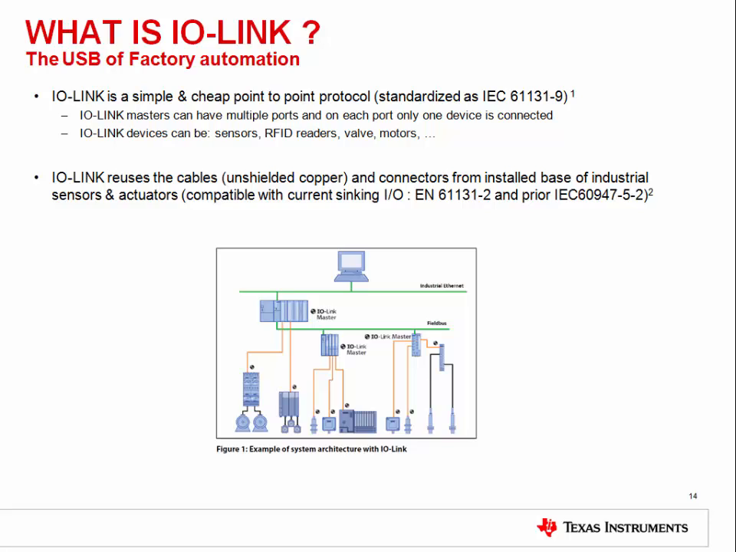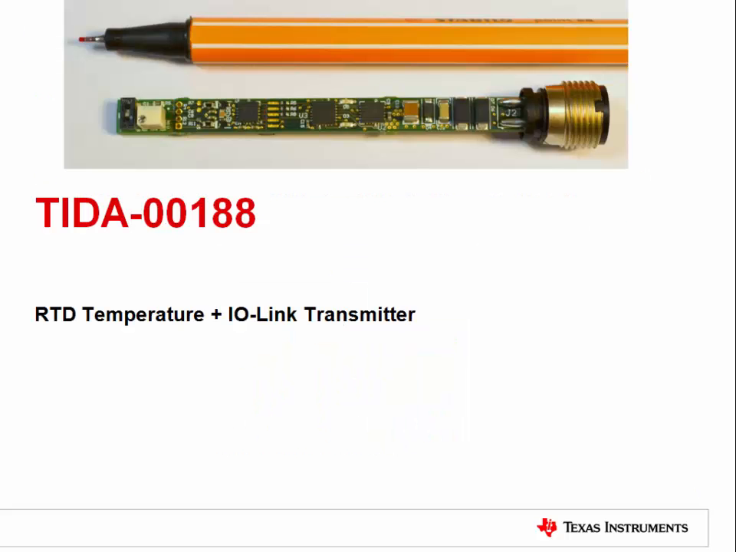It is a simple, cheap point-to-point protocol. The IO-Link masters can have multiple ports with one device connected on each port. The IO-Link devices can be sensors, RFID readers, valves, motors, and more. Let's get into details about the TI design, the RTD temperature plus the IO-Link transmitter.